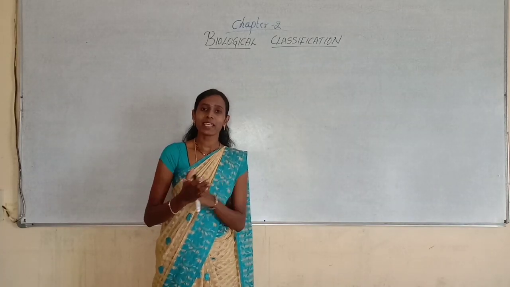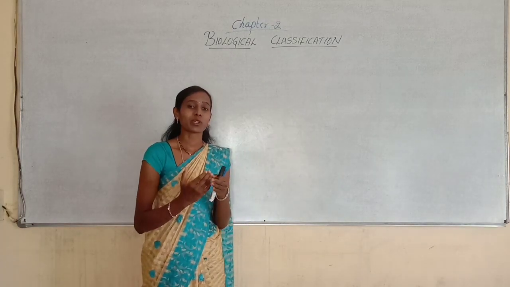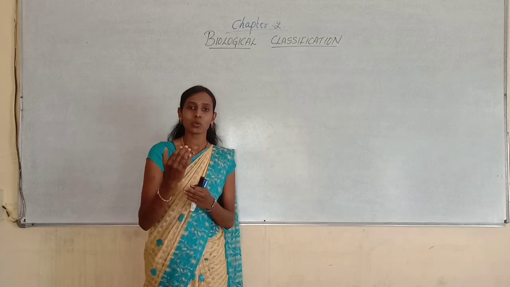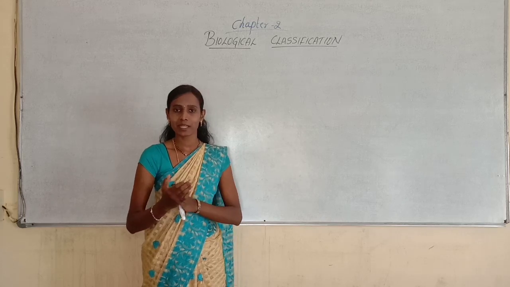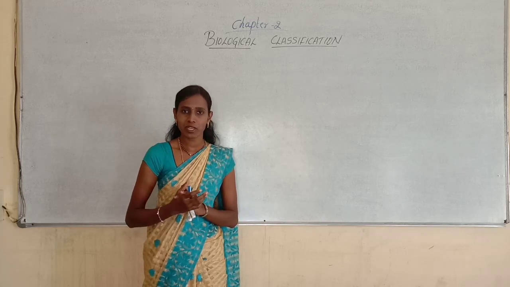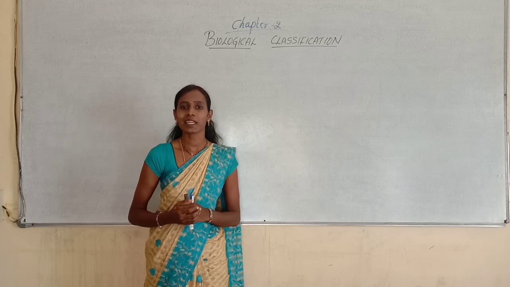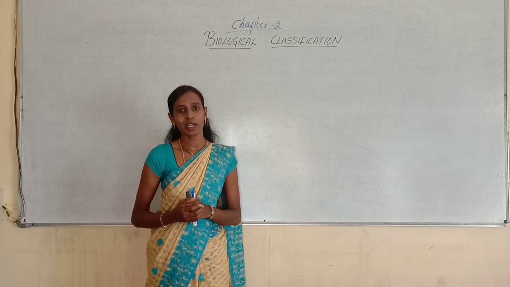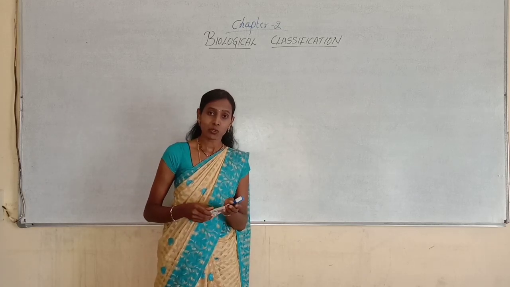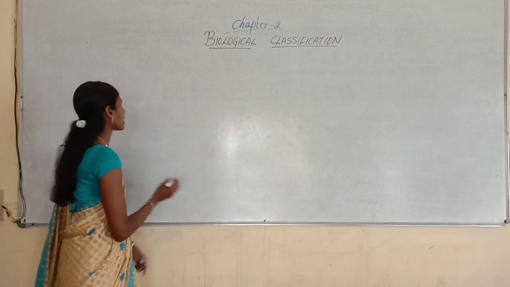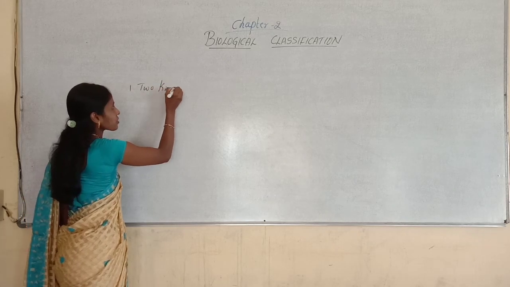And from the beginning, the organisms are placed in different kingdoms, and those are called kingdoms of classification. The first one is two kingdom classification, later three kingdom, four kingdom, and five kingdom classification. Likewise, many kingdoms of classification have been proposed by different scientists. We'll see which are the kingdoms of classification. Firstly, we are starting with the two kingdom classification.